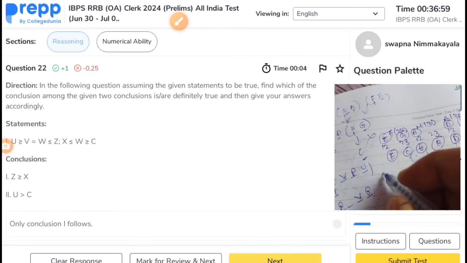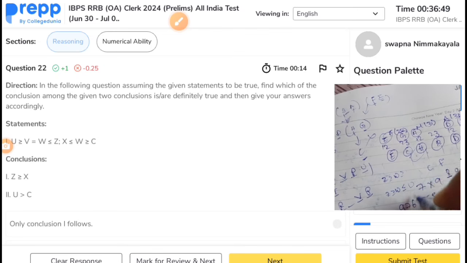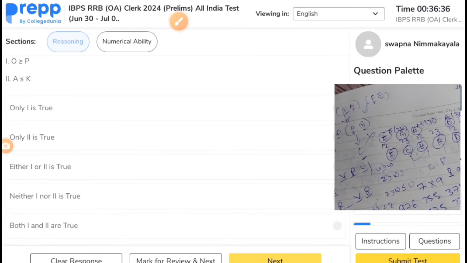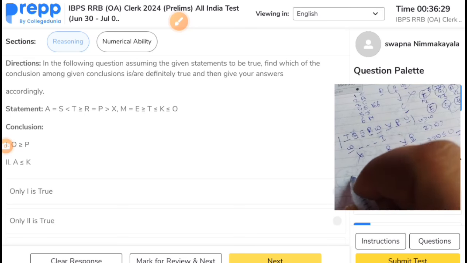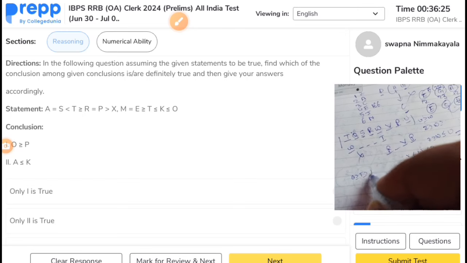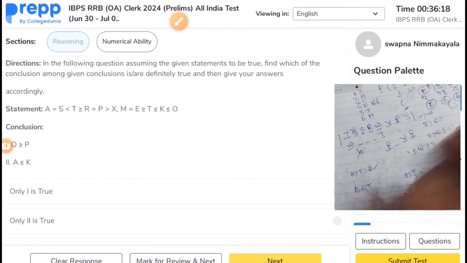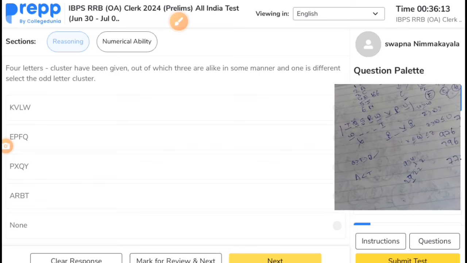Z greater than or equal to X. Greater than C. Either one or two. A less than or equal to K. Conclusion 1 is true. KL.